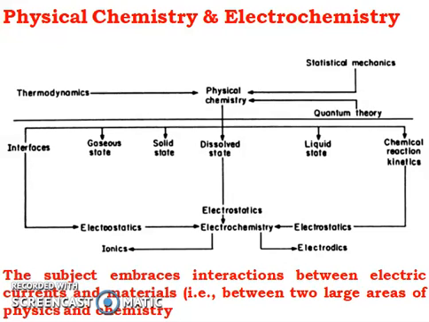Hence, it is embracing two large areas of physics and chemistry. It is taken in physical chemistry. And this is the chart which shows how physical chemistry relates to electrochemistry, and electrochemistry in turn is classified into two, that is ionics and electrodics, which we are going to see in the next slide.